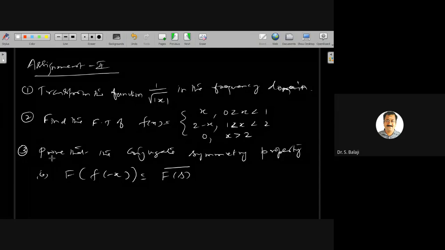Third problem, prove the conjugate symmetry property: the Fourier transform of f of minus x is equal to F of s whole bar.